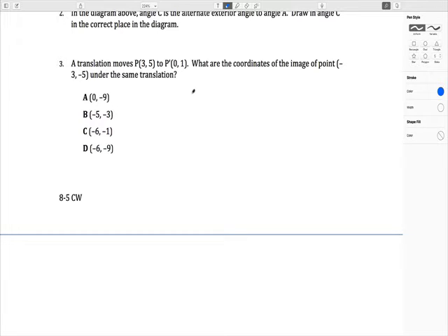Third one talks about translations. They move from 3, 5 to 0, 1. What are the coordinates of the point -3, -5 with the same translation? We should have started with a rule. So always begin with telling me what happened to x and what happened to y. So how did you get from 3 to -3? Well, if you subtracted by 6, you would get -3. So this has to be x minus 6.